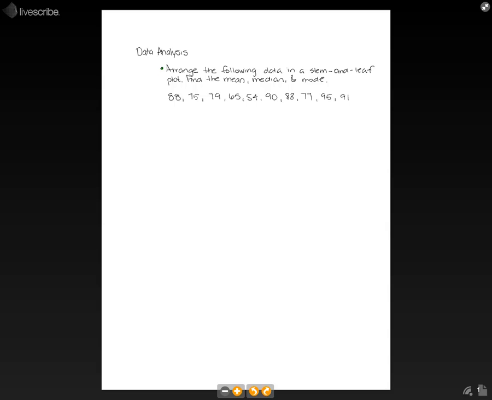In this pencast, we'll be going over data analysis. We're asked to arrange the following data in a stem and leaf plot, and then from that plot, find the mean, which is the same thing as the average, the median, and the mode. Now there's a couple different ways we can go about this, but the stem and leaf plot is one of the most common.